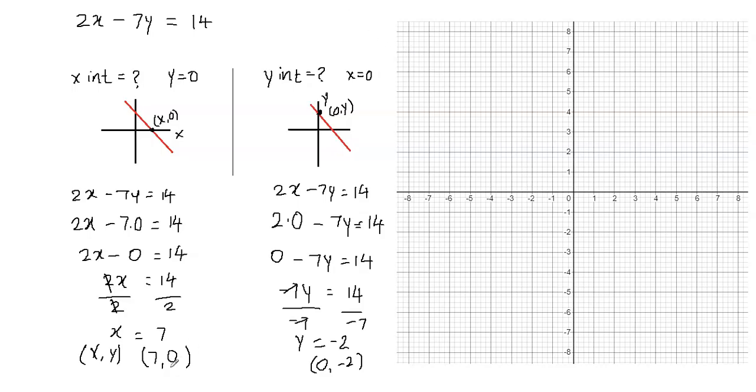My first point is 7, comma, 0. And since this is the x-intercept, we're looking for this point on the x-axis. So 7, comma, 0 is going to be this point. And when we're talking about the y-intercept, we're looking on the y-axis. And this point is 0, comma, negative 2. That means this point, 0, comma, negative 2, right?